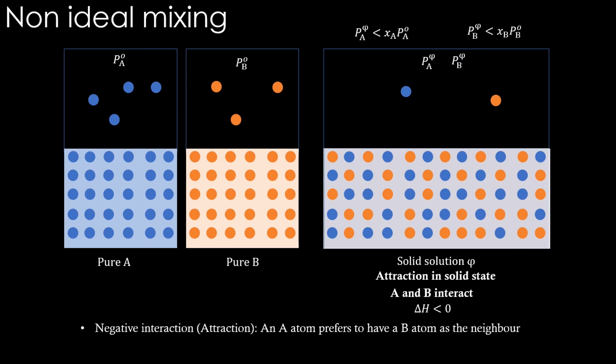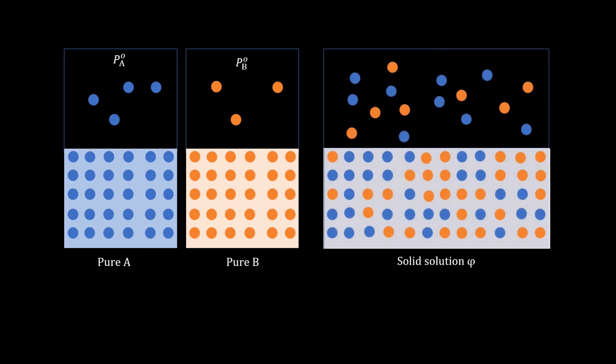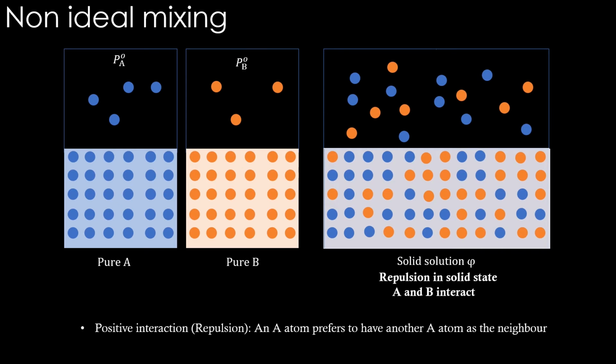Alright, let's consider one more variation. Here the atoms in gaseous state on top of solid solution are more than those on top of pure elements. You could have sensed now that the A and B atoms tend to leave the solid state more. So A and B have repulsion, which also means they interact. This is also a non-ideal solution. Here it is called positive interaction. That is, an A atom tends to have another A atom as the neighbor rather than a B atom. And enthalpy change here is positive.